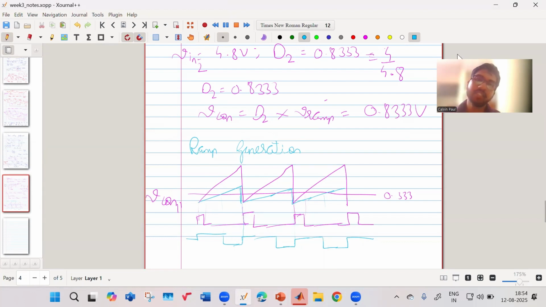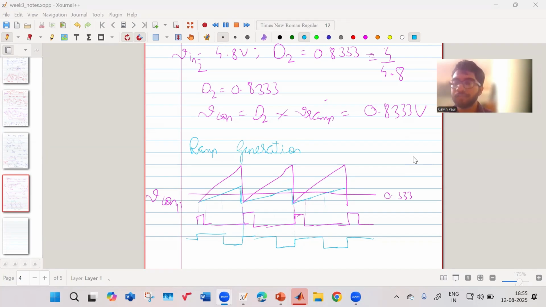Any ideas? Any suggestions? If we are using analog circuits, we can use an op-amp for generating a sawtooth generator. And in case of digital, we can use some microcontroller to generate a ramp.